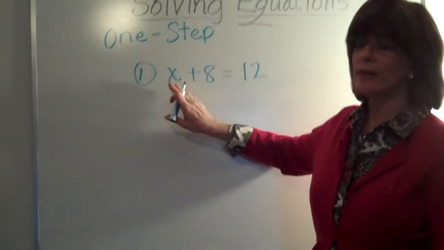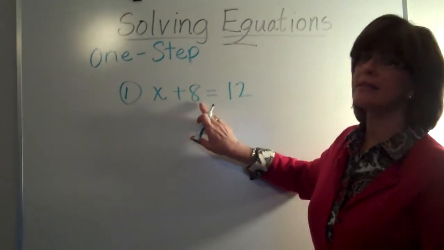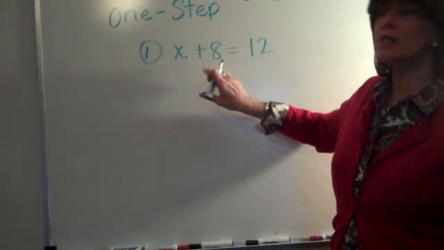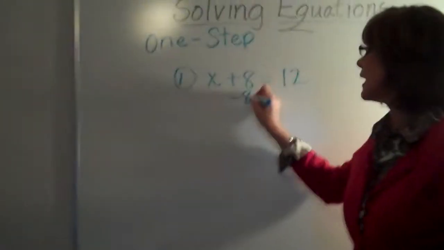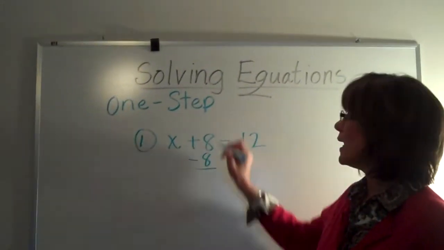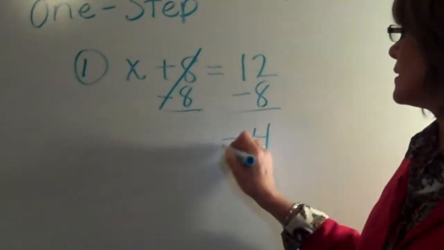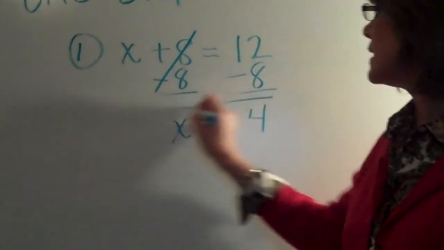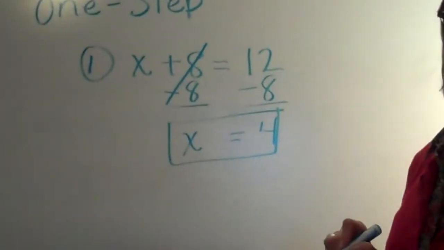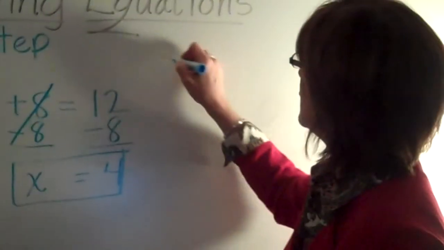How can I do that? I need to get rid of plus 8. What's the inverse of plus 8? Minus 8, the opposite. We show it like that and we cross it out. And we do minus 8 on this side and we get 4. And so the answer to this problem is x equals 4. I'd love for you to put it in a box.